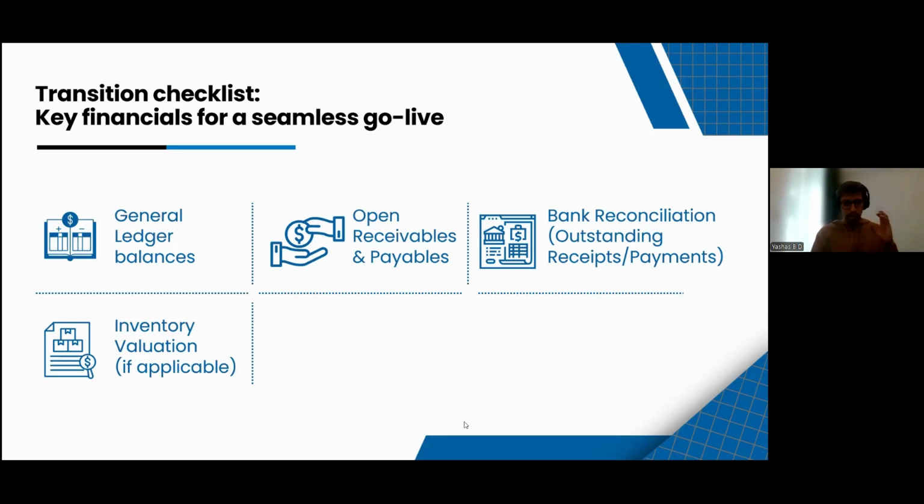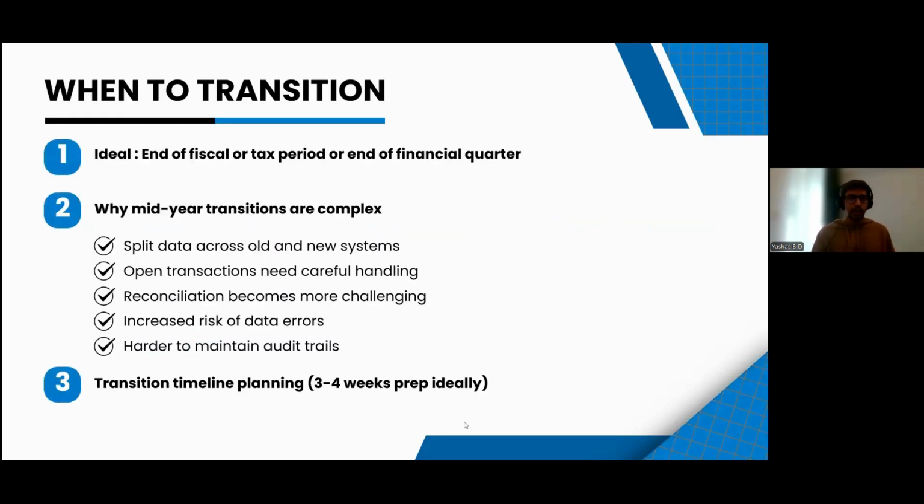But overall, what we need is the general ledger balances, open receivables and payables, bank accounts and bank reconciliations, and inventory valuation. Going further, I was mentioning the question of when to transition. That is, what is the ideal time? Usually, most accountants prefer the year end, that is the fiscal year end. For example, if you take India, we have the fiscal period from April 1st to March 31st.